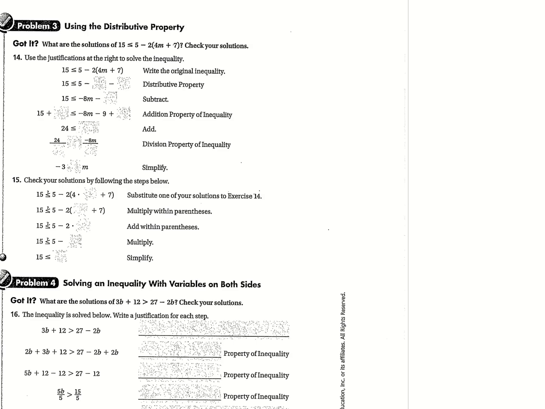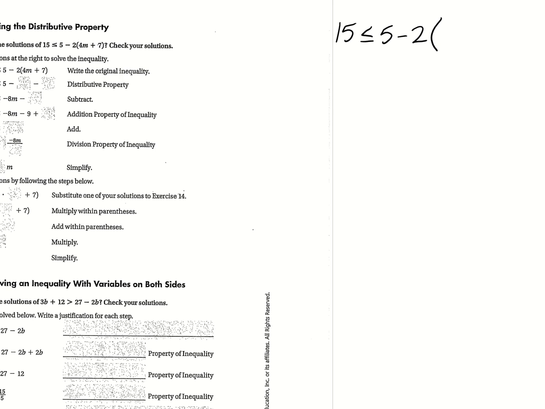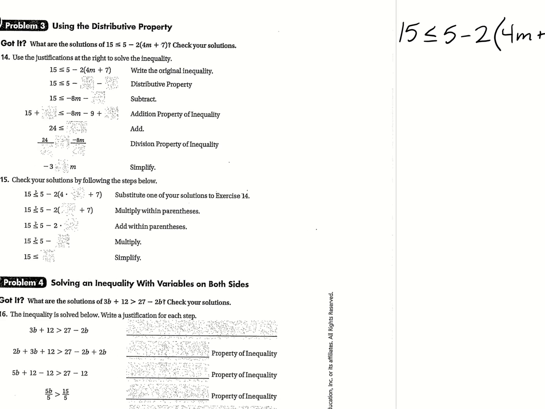All right, so after you've done that, we'll look at problem 3 here, which is using the distributive property. I will go ahead and write it down here for us. So we have 15 is less than or equal to 5 minus 2 times 4m plus 7. This would be a great one to practice.